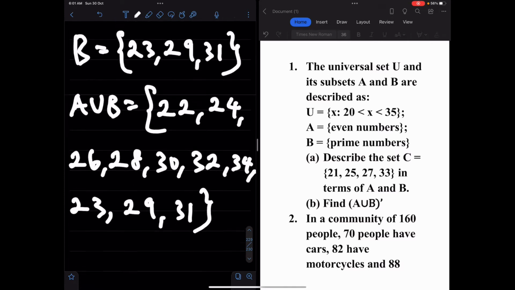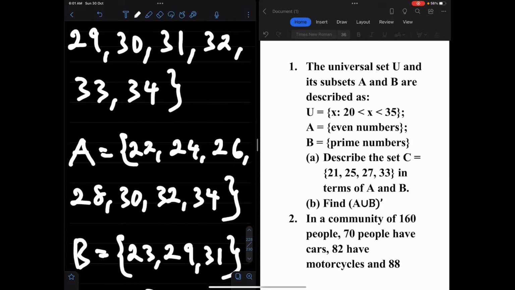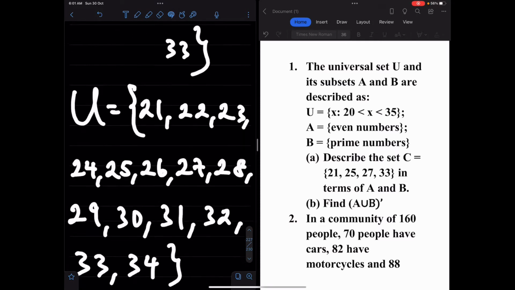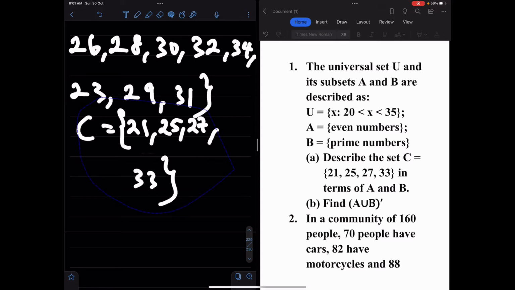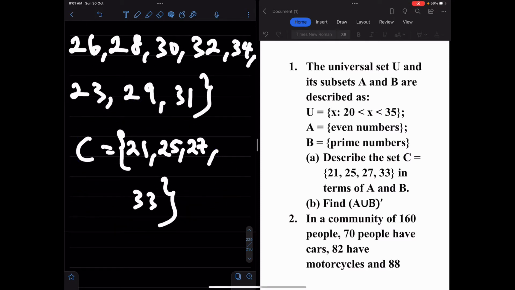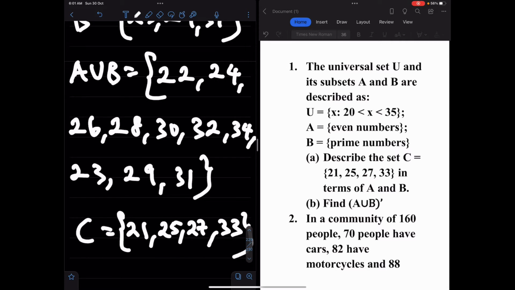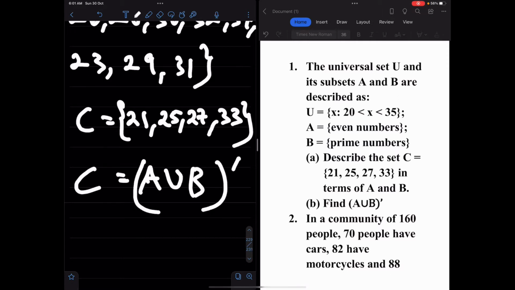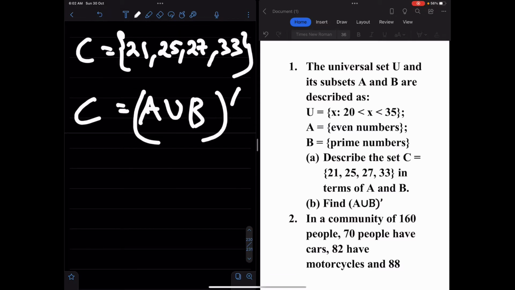Now, what's the relationship between A union B and the set C? Let me write the set C. Now, this is the set C. Let me put it under A and under A union B. I can see that the elements that are not in A union B are the ones that are in the set C. So that means set C is the same as the complement of A union B. That means set C equals A union B complement. And that's the description of the set C in terms of A and B.